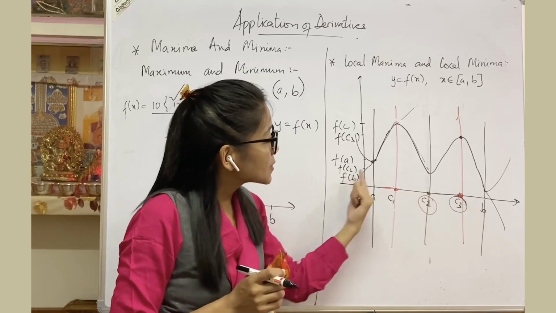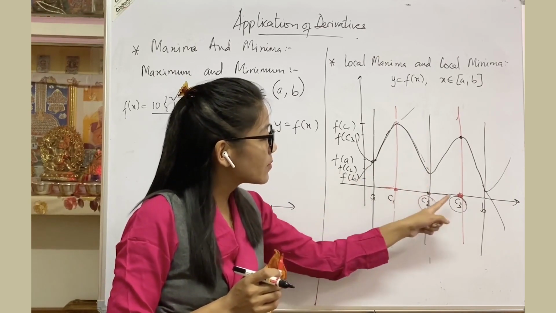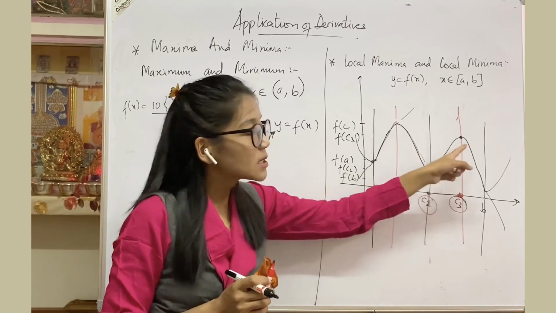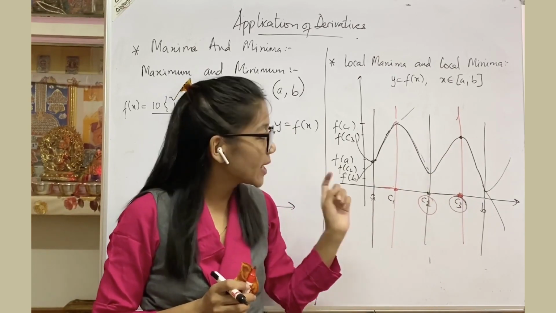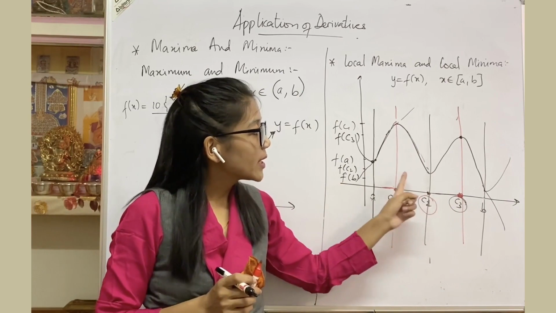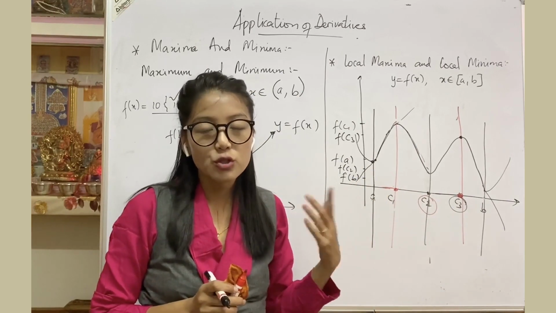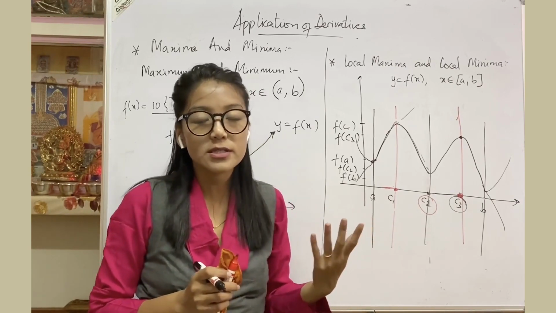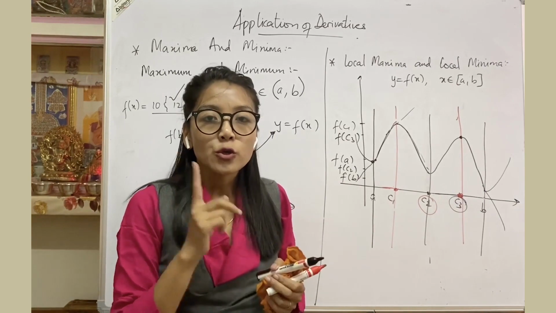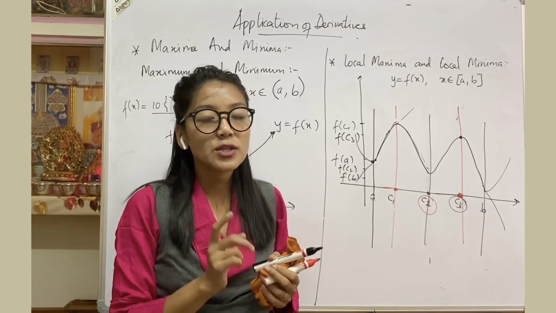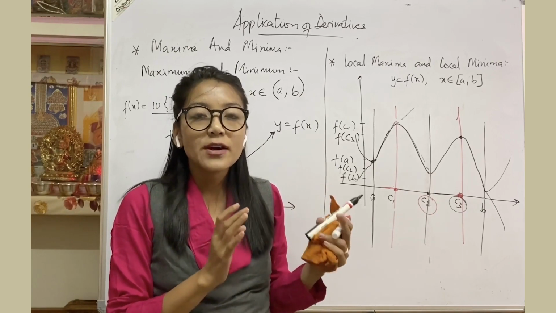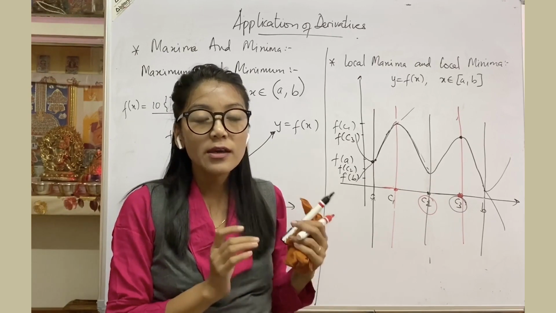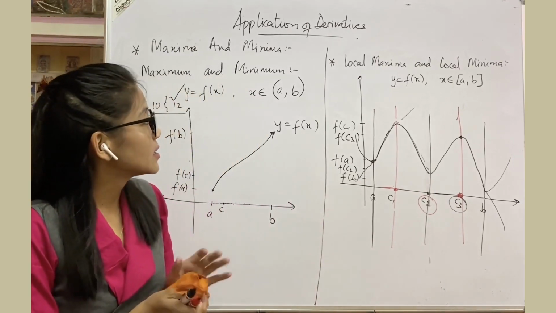For example, for this particular function, you get two local maximum values of the function. f of C1 is a local maximum value, and f of C3 is also a local maximum value, right? Similarly, for this C2, you get only one local minimum value of the function. So it depends on the interval. So you can just conclude this, right? A function will have a unique maximum and minimum value if it exists, and a function can have more than one local maxima and local minimum value. So first you just understand these two.